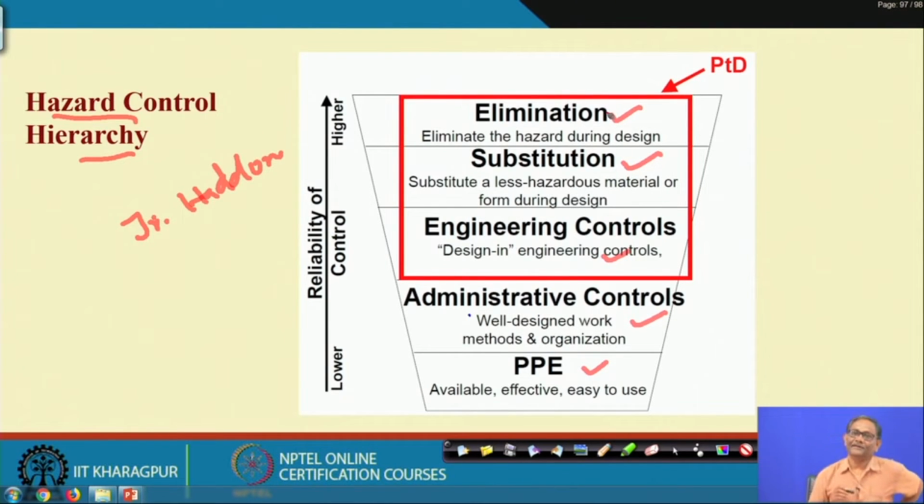So, elimination is there. If you cannot eliminate, substitute a less hazardous material or form during design. Please keep in mind, during design. Working at height cannot be eliminated totally; in some cases it will be there. But suppose the maintenance person is required to carry certain material, can that be eliminated? So, the load part can be eliminated, that means a little less. Okay, so that is substitution.